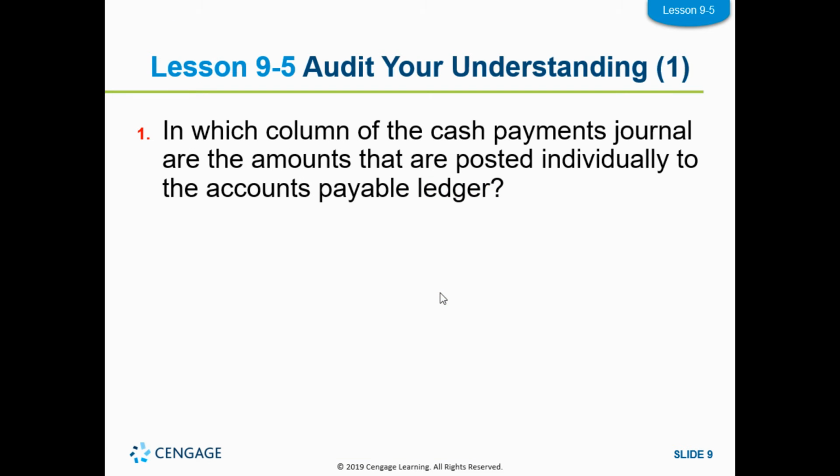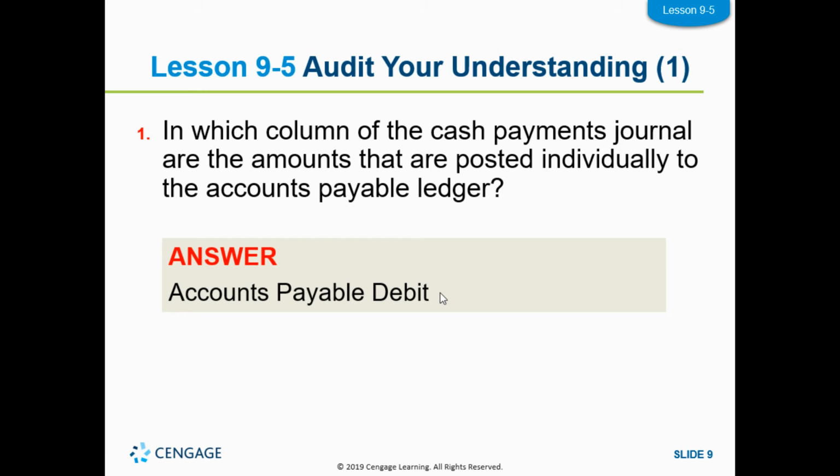Okay. All right. In which column of the cash payments journal are the amounts that are posted individually to the accounts payable ledger? I'm hoping you're saying the accounts payable debit column. We're going to record all the payments that we made on account to our vendors, and we're going to post those individually. Again, the column total for accounts payable we're going to do at the end and post as one big amount to the general ledger. I know I'm repeating that like three times, but I think that bears noting.